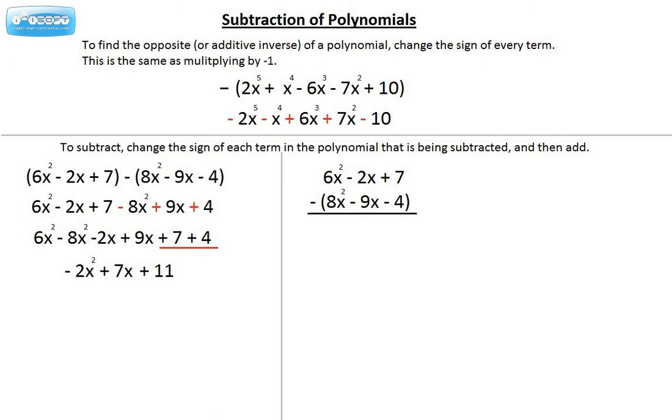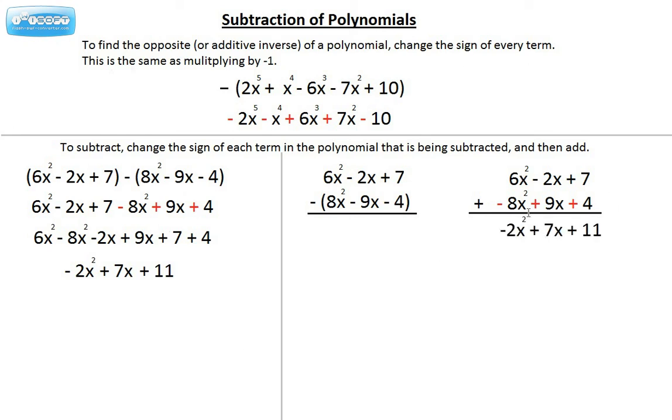Now let's look at our second subtraction, doing it vertically. First, we want to change the sign of each term in this parentheses that's on the bottom, because these are the terms that are being subtracted. The signs of each one of our bottom terms has been changed. This became -8x squared plus 9x plus 4, and now we just add or collect like terms.